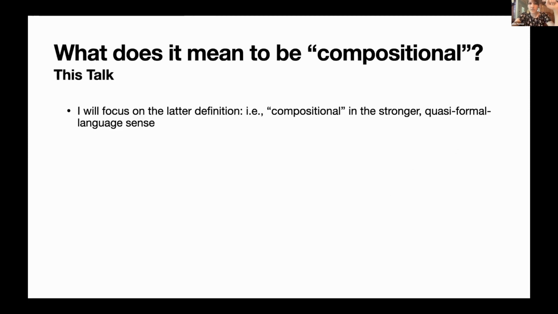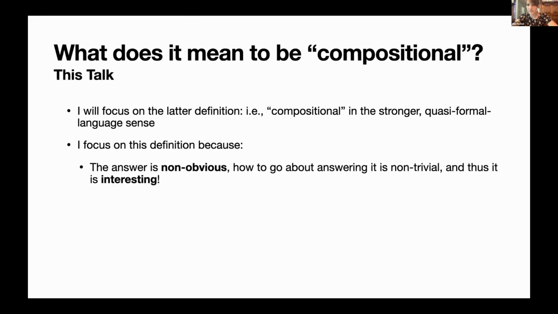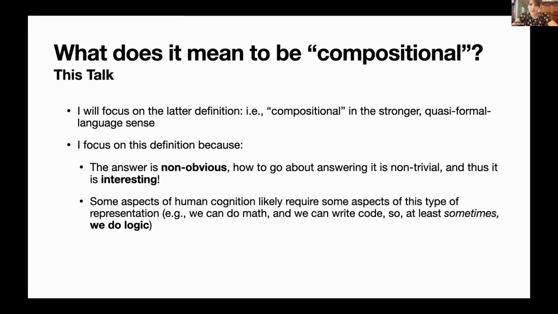So in this talk, I want to focus on the latter one, and I want to defend this choice a bit because I think the debates sometimes get conflated about what is at issue and what is being discussed. I think that this is the interesting one to talk about because it's not obvious, right? We don't know whether neural networks are consistent or potentially compatible with this definition. So it's just interesting.